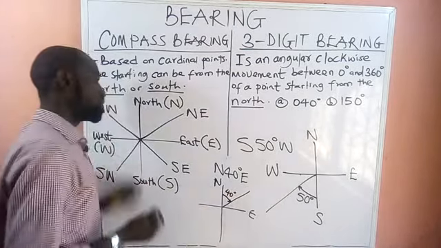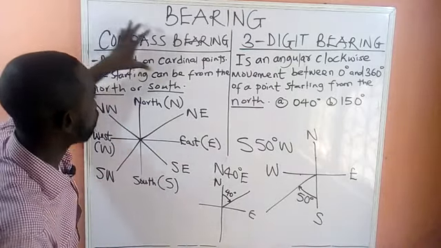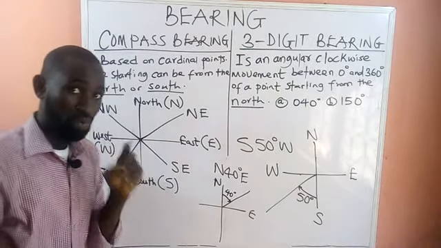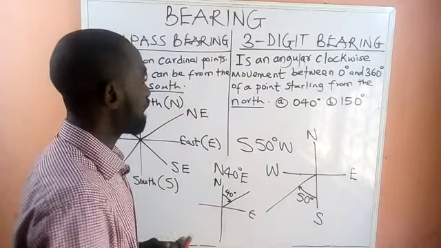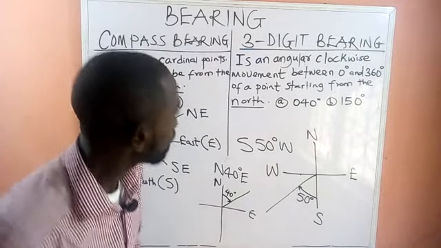Okay. These are two examples under compass bearing. Are you with me? Take note of this diagram. It is very important. So let's now go to our 3-digit bearing. Now look at this.